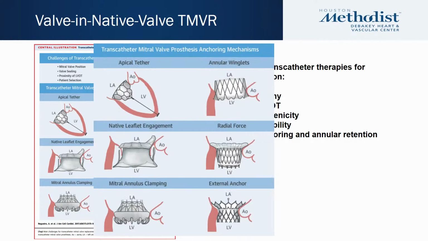And transcatheter mitral valve devices have different anchoring mechanisms. Some rely on apical tethers, where you have a tether going to the LV apex. Others rely on annular winglets, native leaflet engagement, radial force, mitral annulus clamping, or external anchoring. So again, since the valve has to withstand the LV systolic pressure, the valve needs to have good anchoring mechanisms.